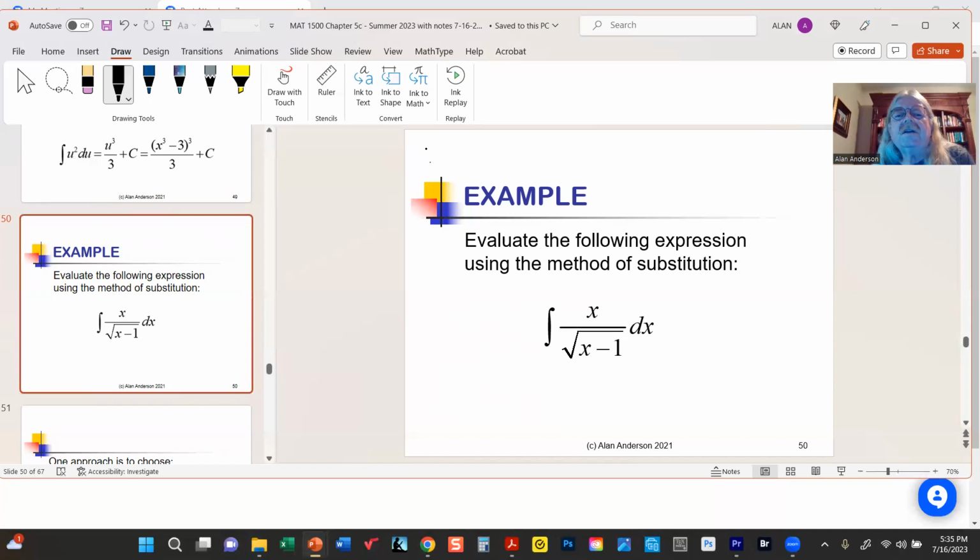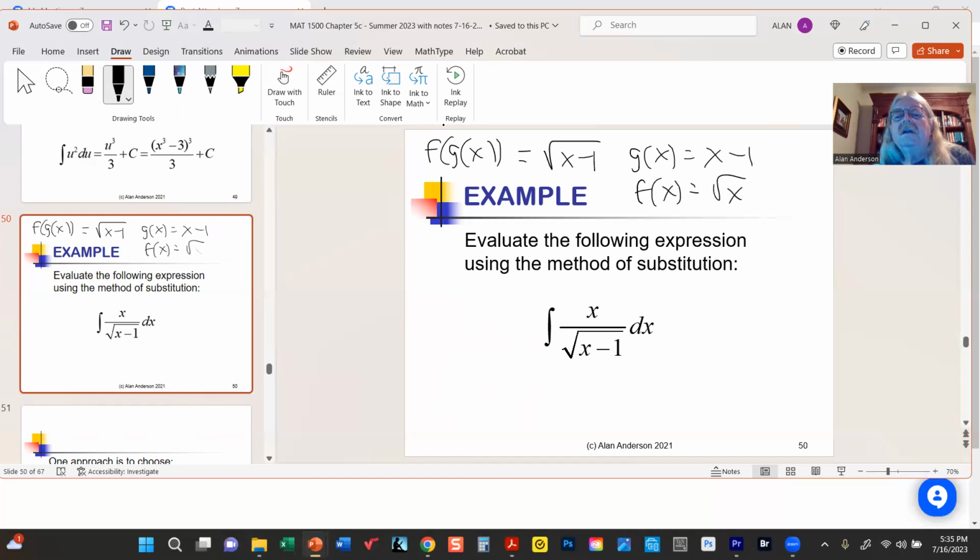So like, let's try here, f of g of x. Actually, instead of writing it like this, I'll write it like this, where g of x would be the x minus 1 and f of x would be radical x. Okay. So of course that indicates that f of g of x is this radical x minus 1. So g prime of x is dx.